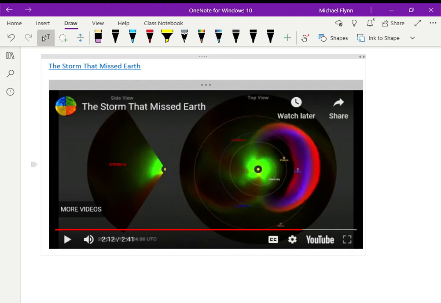So just keep watching and just watch carefully here. There's a massive one that almost fills like a whole quadrant of the solar system.